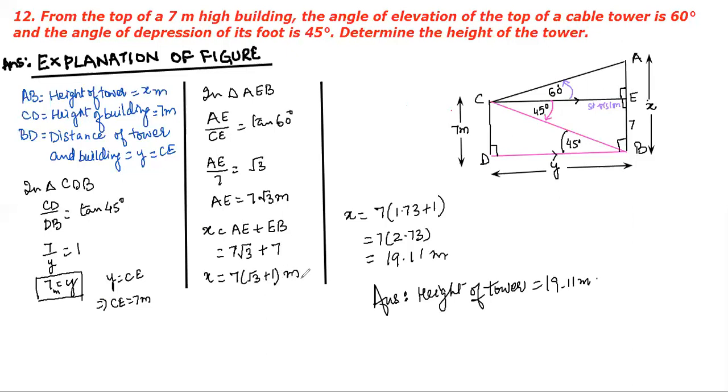This is the answer if the value of root 3 is not given in the question. You may leave the answer here only. But if the value of root 3 is given in the question, you will put this value, add them up, and multiply. And finally, you will get 19.11, and write down the answer clearly that the height of the tower is 19.11 meter.